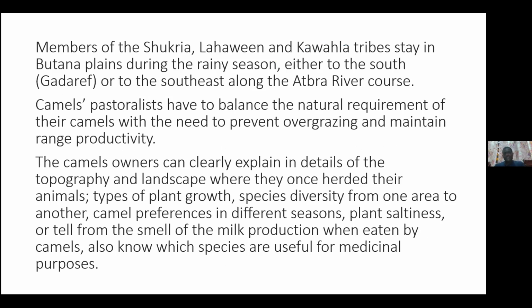The camel pastoralists have a balanced natural requirement: the camel needs to prevent overgrazing and to maintain range productivity. The camel owners can clearly explain in detail the topography and the landscape where they herded the animals, the type of plant growth, species diversity from one area to another, and the camel's preference in the different seasons, and the plant salinities, or tell from the smell of the milk production what was eaten by the camel. They also know which species are useful for medicinal purposes. That means the communities depend on camel milk, for feeding and for medicinal purposes.